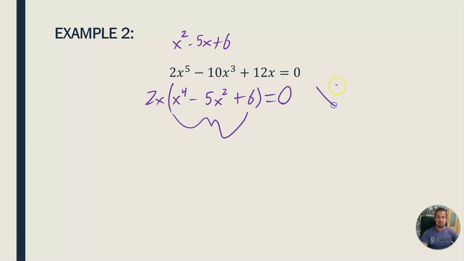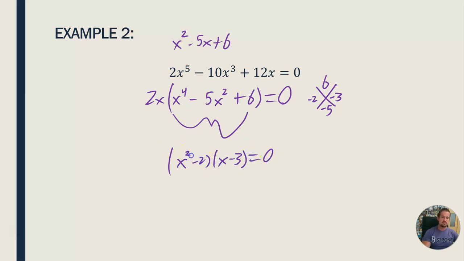Okay, so I need to find two numbers that multiply to make 6 and add up to negative 5. Those two numbers are going to be negative 2 and negative 3. Negative 2 times negative 3 is positive 6, and negative 2 added with negative 3 is negative 5. So I'm going to go ahead and write x minus 2 and x minus 3 equals 0.